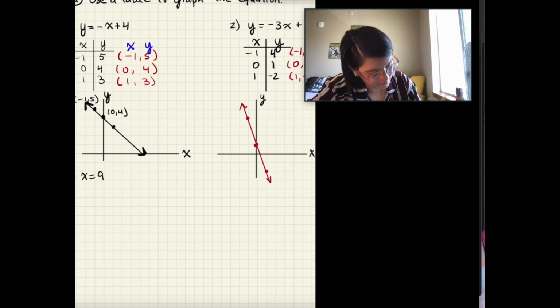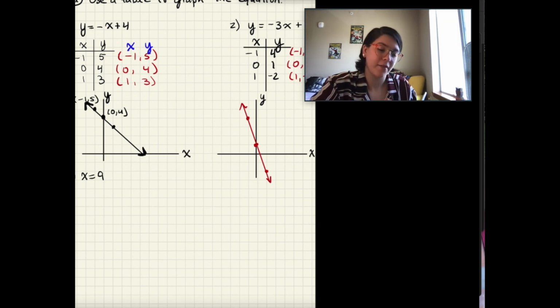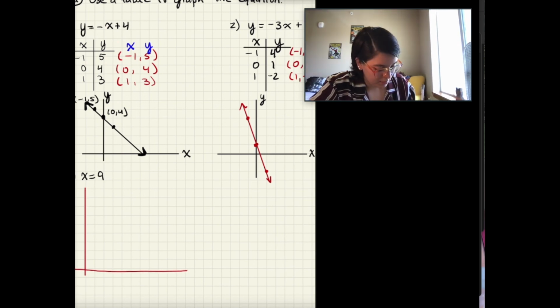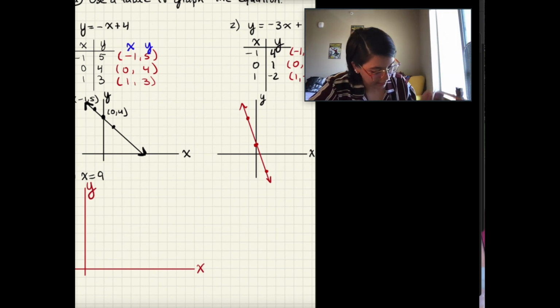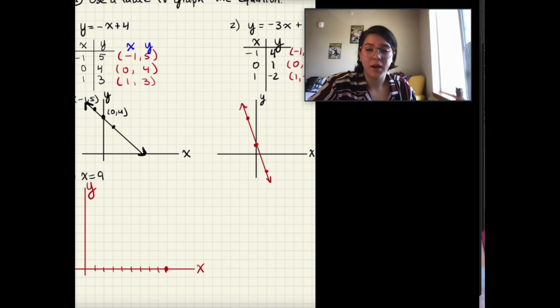and there's our line. Now for this last one, we're given x is equal to 9. So I'm actually not going to use a table to do this one, because since we have x is equal to 9, this tells me that x is always equal to 9. So we'll always have x equal to 9. So if we find 9 on our x-axis, 1, 2, 3, 4, 5, 6, 7, 8, 9, here's where this is. So this tells me that we can have any y value, but our x value will always be 9.